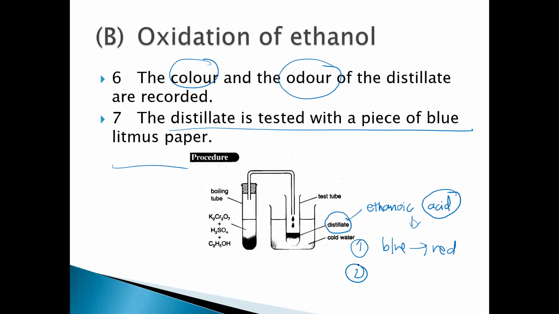My second observation, what is the color of ethanoic acid? The household name of ethanoic acid is vinegar. What color is vinegar? Colorless. I think I told you the story of me giving my auntie vinegar to drink, right?